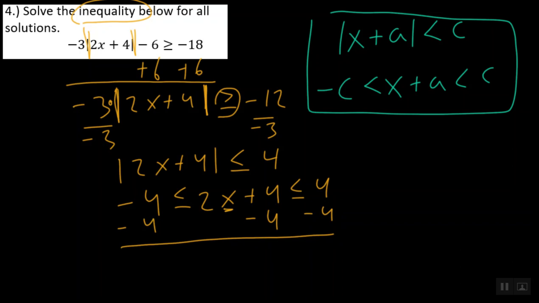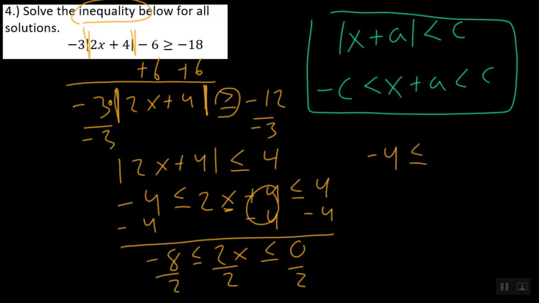Negative 4 minus 4 is negative 8, is less than or equal to 2x, is less than or equal to 4 minus 4, which is 0. And now we divide everything by 2. Will our inequalities flip? The answer should be no, because we're dividing by a positive. So negative 8 divided by 2 is negative 4, is less than or equal to x, is less than or equal to 0 divided by 2, which is 0.